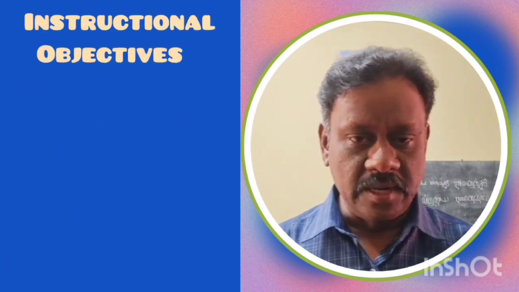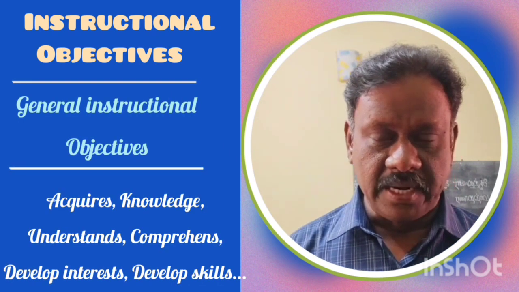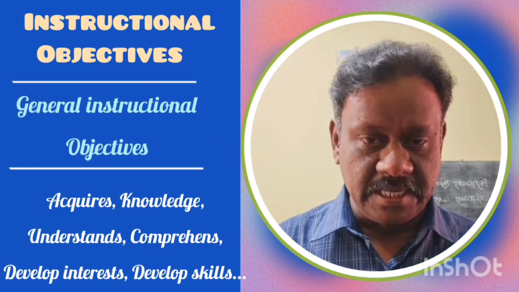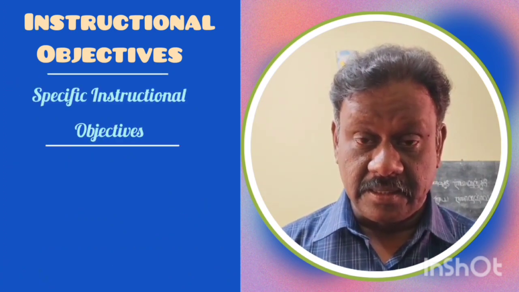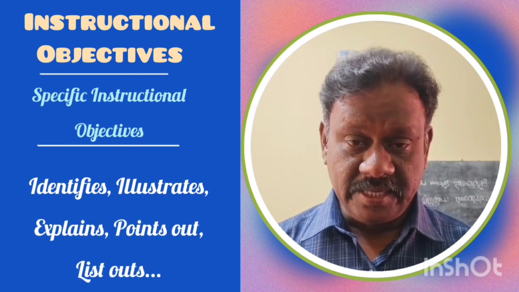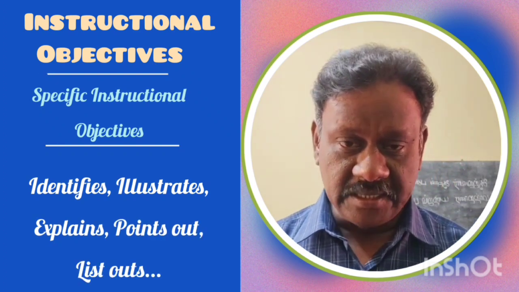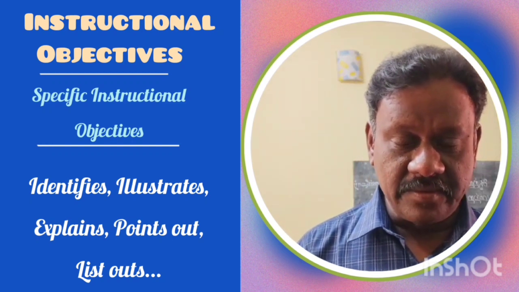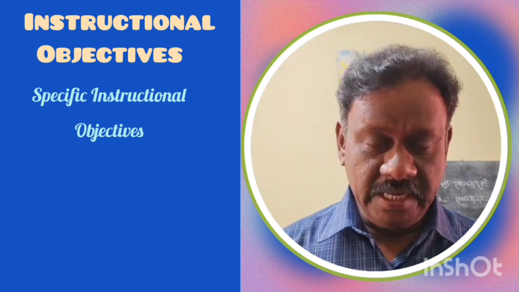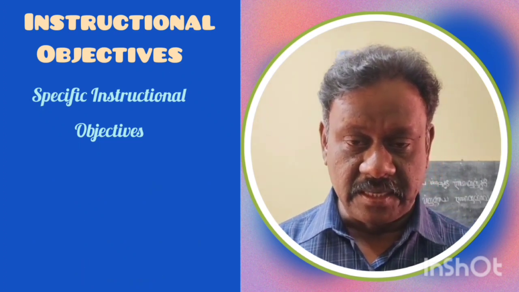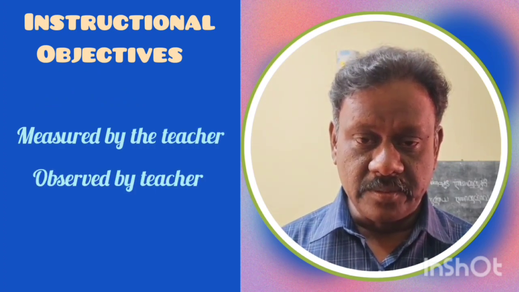The instructional objectives normally come with statements like acquires knowledge, understands, comprehends, develops interest, develops a skill. Then come specific instructional objectives. They are like identifies, illustrates, explains, points out, lists out. These are all action verbs. In action verbs, the specific instructional objectives might be written. So when we write these specific instructional objectives, these can be measured by the teacher. These can be observed by the teacher.